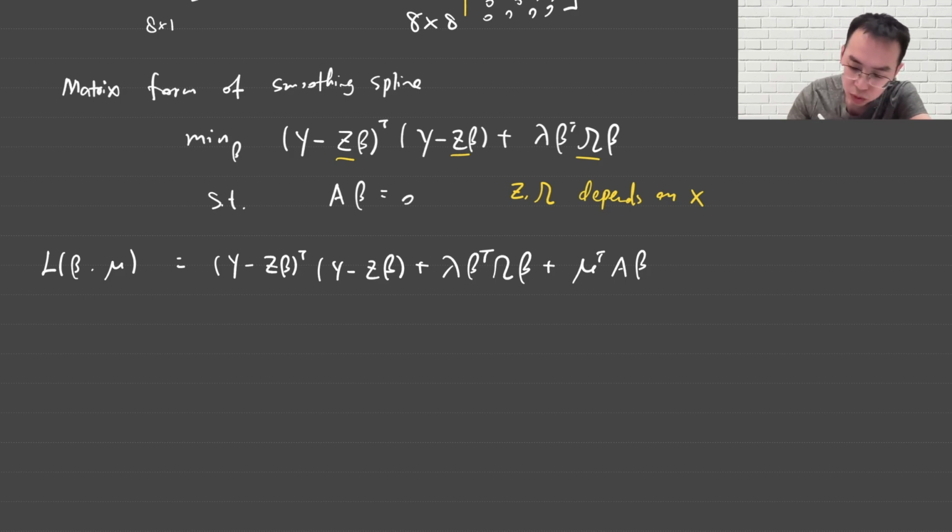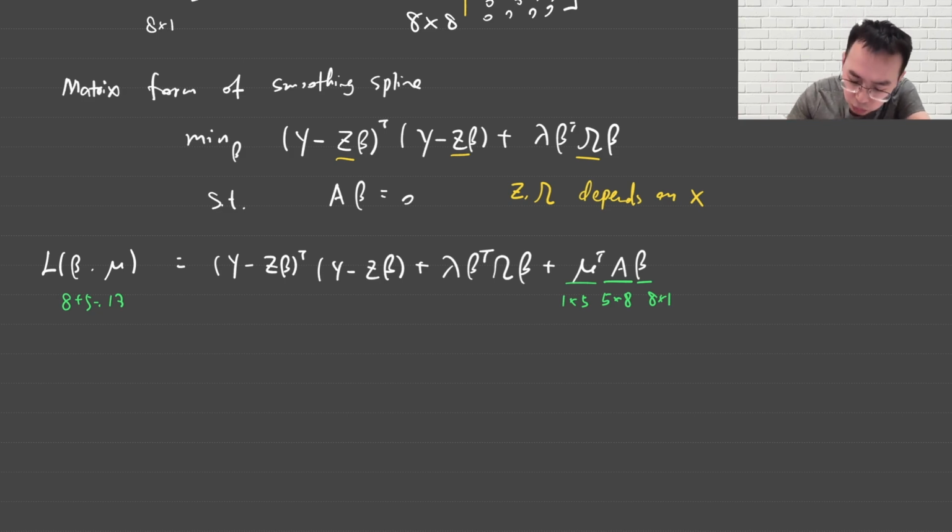And this μ here, to just match the dimension, remember that our matrix A here is 5 times 8. β is 8 times 1. And then that means this μ transpose must be 1 times 8. Sorry, 1 times 5. Okay, so this means that we have 8 plus 5 equals 13 parameters in this optimization problem.